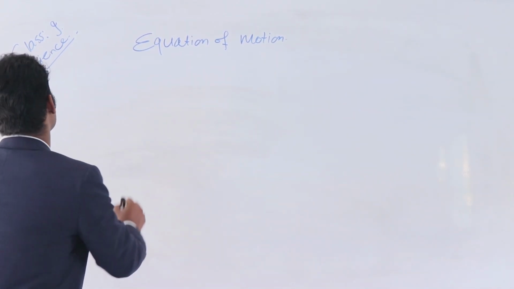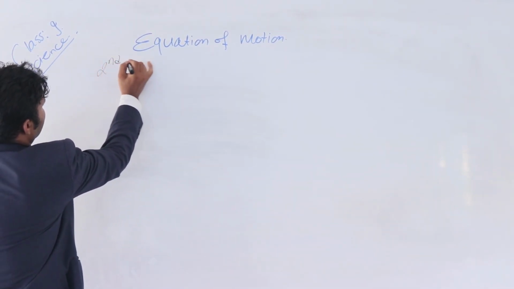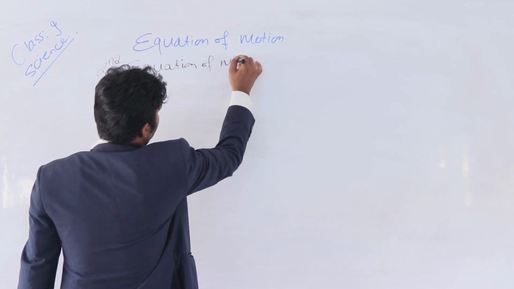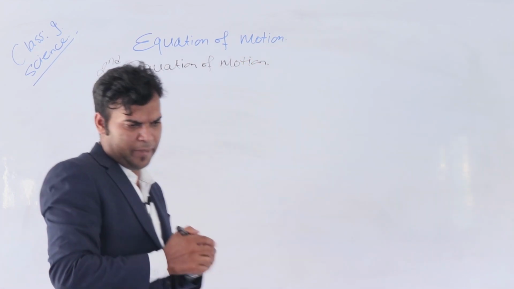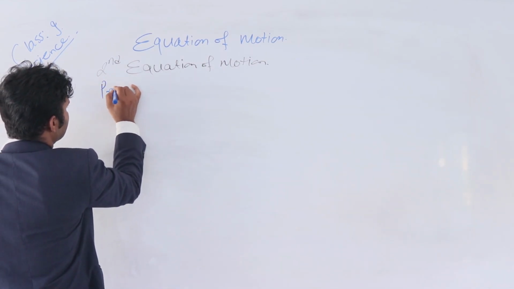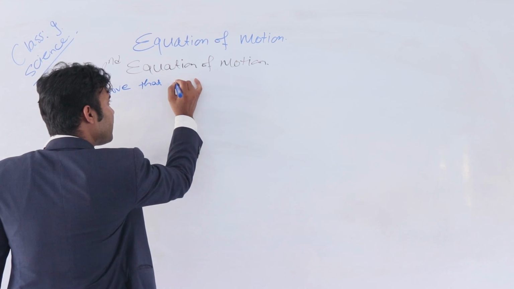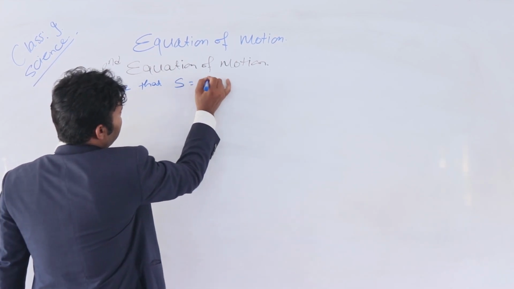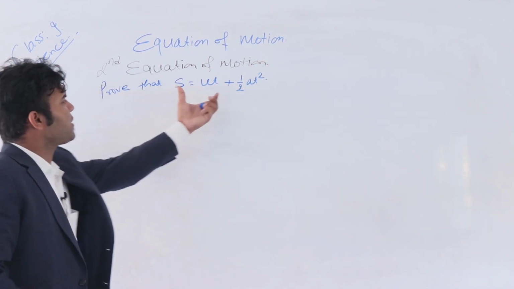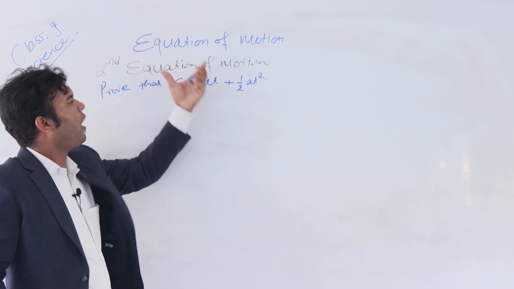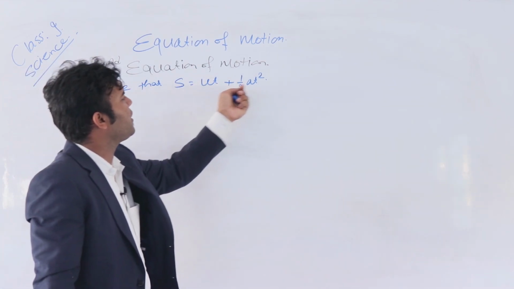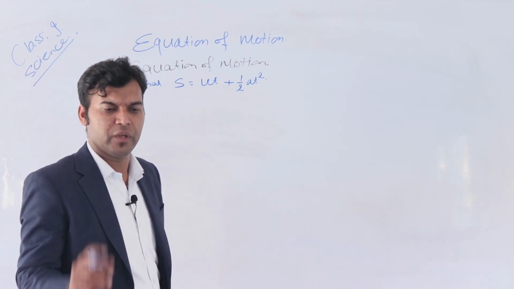Now we turn to the second equation of motion. Or it may be asked in your examination: prove that S is equal to ut plus 1 upon 2 at square. This equation is called the second equation of motion.